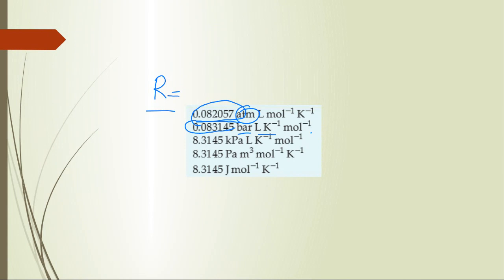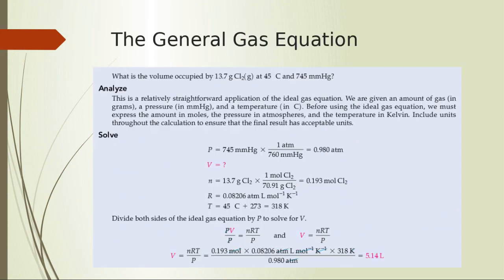8.3145 kilopascal liter divided by Kelvin mole. Always divided by Kelvin mole. And then for Pascal, not kilopascal, Pascal is not like that. For Joule it will be like that. Don't forget that this is so important. Yes, let's do an example and then finish the lesson.